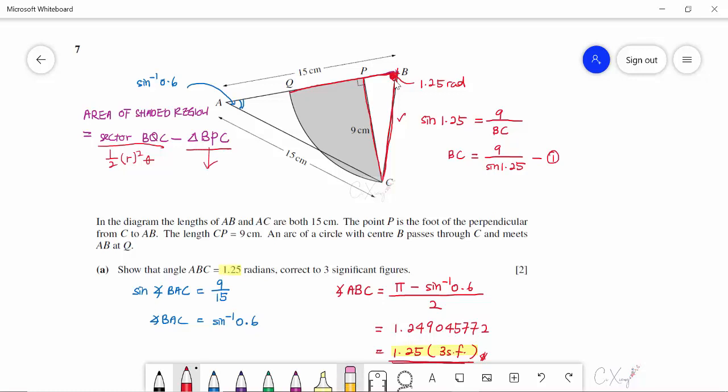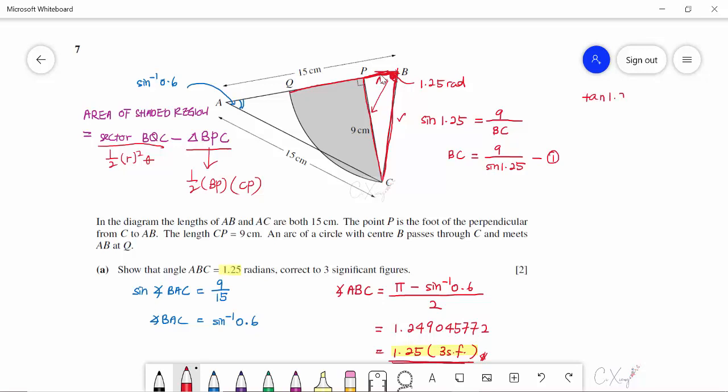For the triangle BPC, you need the formula half multiplied by base multiplied by height. This is the base BP, multiplied by CP, the height. You have the length of CP already, then you can get the length of BP. To get BP, again I'm using this triangle. So cos 1.25 equals BP. Oh, sorry, maybe I shouldn't use cos. I should use tangent. Tangent means 9 over the adjacent, so BP.